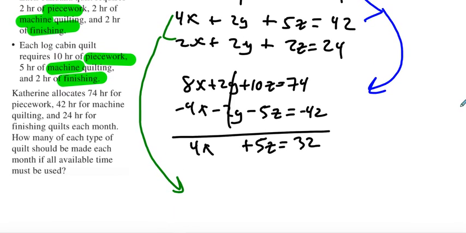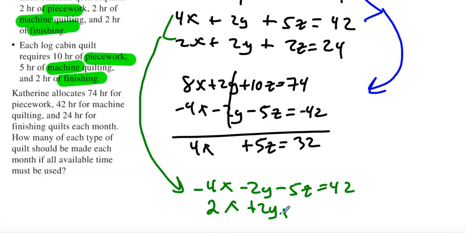And I think I'm going to do the same thing actually. I'm going to use the same one, how I multiply this by -1. I'm just going to see what I get right there then. Okay, so that means I'm going to take this guy but multiply it all by -1. So -4x minus 2y minus 5z equals 42. And then drop down my last equation: 2x plus 2y plus 2z equals 24.